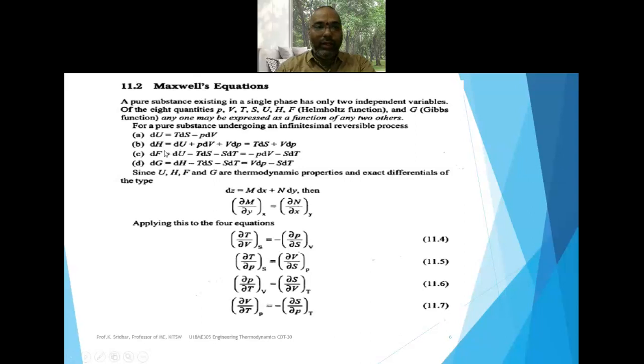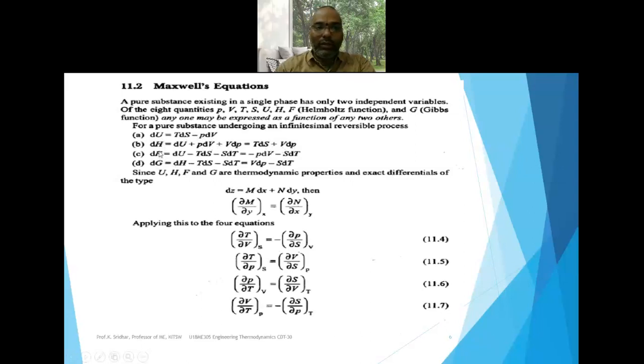And here, dH: because you know that enthalpy H is equivalent to U plus PV, differentiating this, dH is equivalent to dU plus PdV plus VdP. And you know that dU plus PdV from the previous equation is nothing but TdS. So dH equals TdS plus VdP.